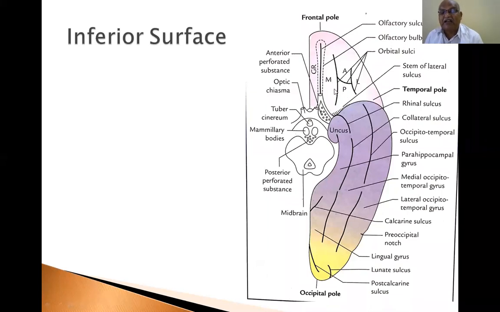The H-shaped sulcus present on the inferior surface of the frontal lobe divides it into anterior orbital gyri, posterior orbital gyri, medial orbital gyri, and lateral orbital gyri.